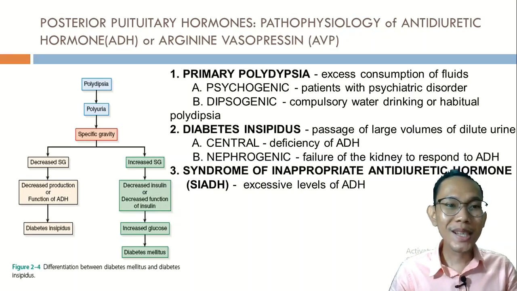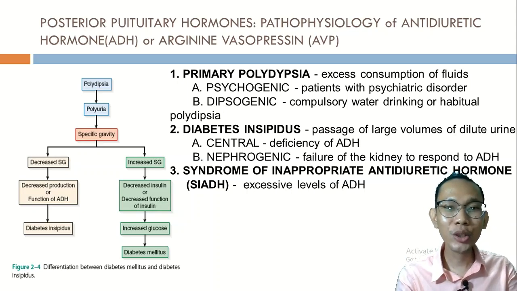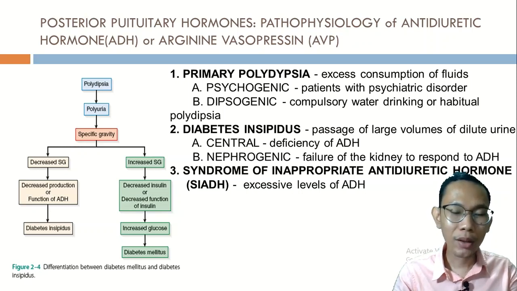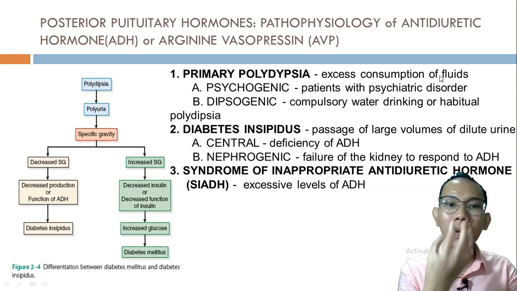Now let's proceed. We're almost done. Let's proceed with the pathophysiology of your antidiuretic hormone and arginine vasopressin. So these are the three most important pathophysiology that you need to understand by heart. When we say primary polydipsia, it is excess consumption of fluid. So inom ka lang ng inom ng tubig.